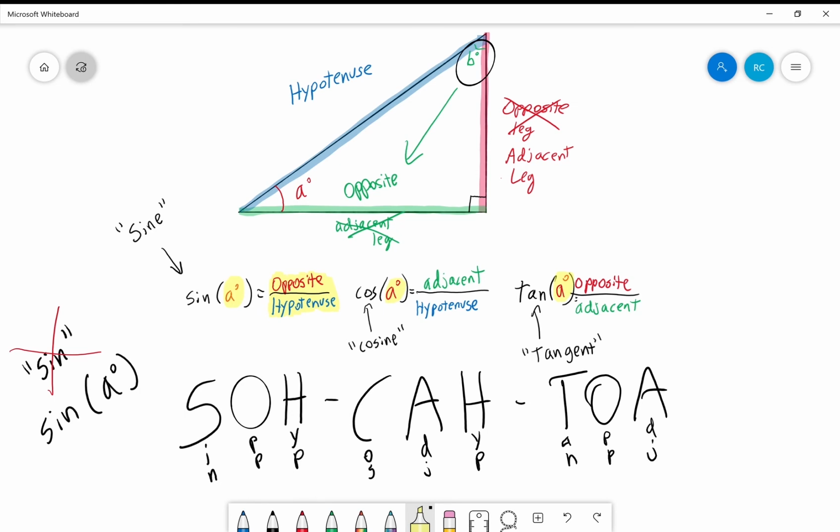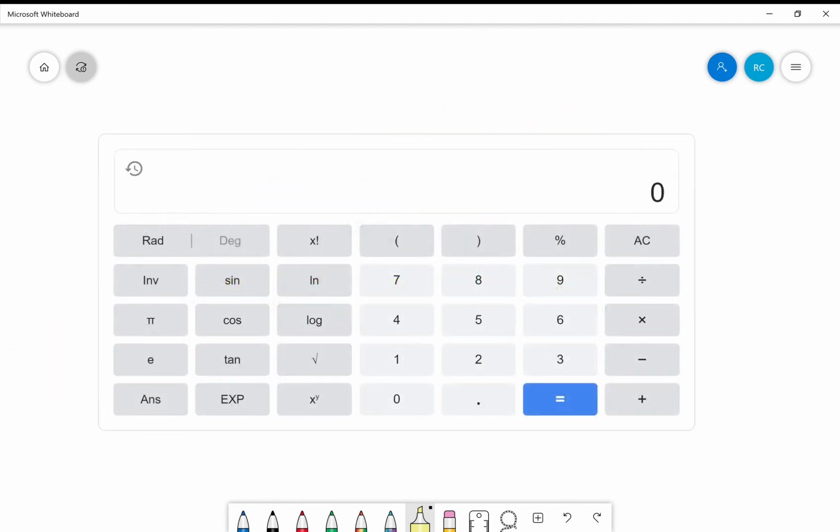So now we're going to take a look at the calculator, and we will see if I can help you figure out how to do this. Okay, so here's a picture of the Google calculator that you can find just by typing the word calculator into Google. You will notice that it has sine, cosine, and tangent. They're right there.